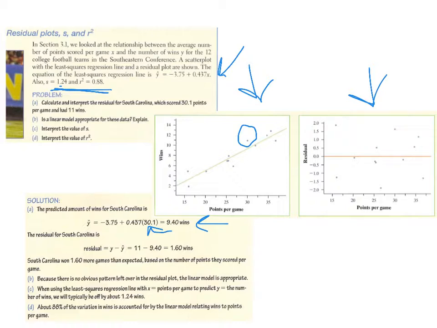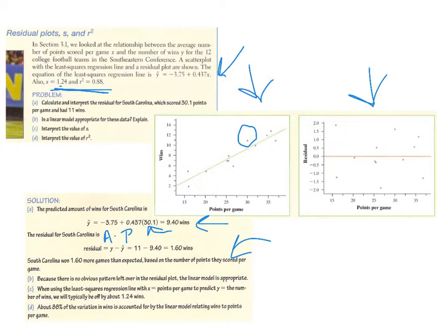So if I want to calculate now my residual for South Carolina, because that's what officially I'm doing here. To calculate my residual, I need my actual and I need my predicted. Remember, they go in alphabetical order: my actual minus my predicted. So 11 minus 9.4. South Carolina has a residual of 1.6 wins.